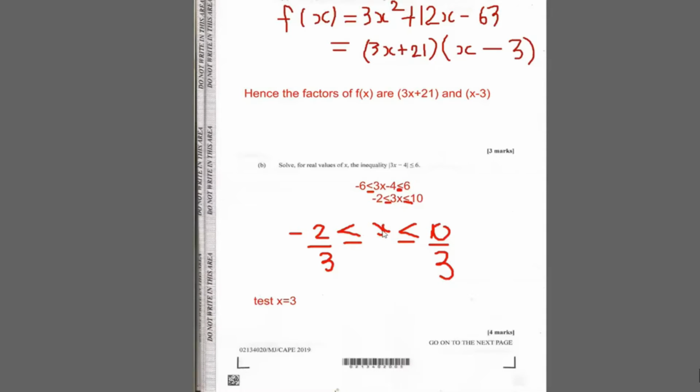All right, so you have to try any number that is between negative 2 over 3 and 10 over 3. So you can even try 0. You can try 1. You can try 2. You can try 3. You can try minus 1 over 3. But we stop at these two ends. So test it and it's good. So that's the solution.